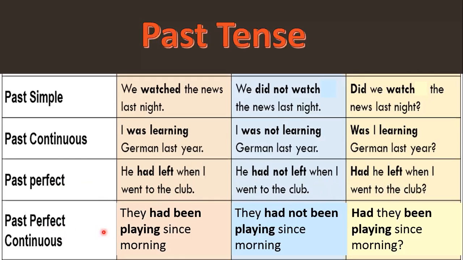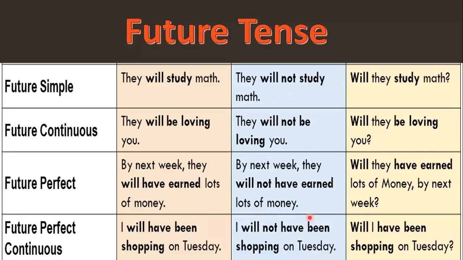Okay, the past perfect continuous: they had been playing since morning. They had not been playing since morning. Had they been playing since morning? Okay, so it's always "had" with the "been." Okay, the future tense. Future simple: they will study maths, they will not study maths, or will they study maths? Okay, this is very simple. Now, the continuous will be: they will be loving you, they will not be loving you, will they be loving you? Okay, and then the future perfect.